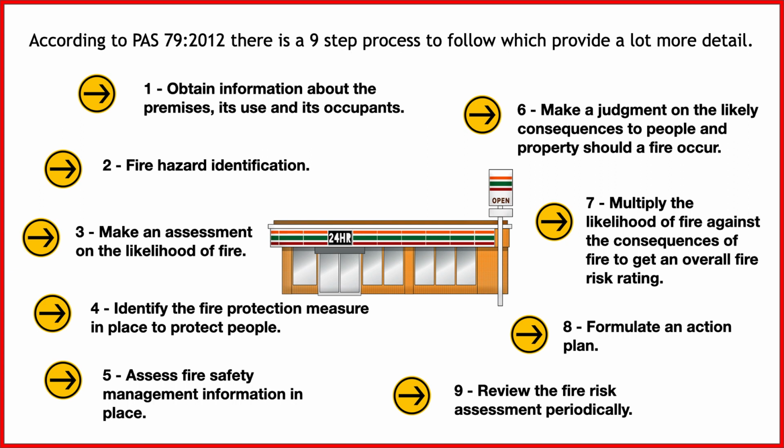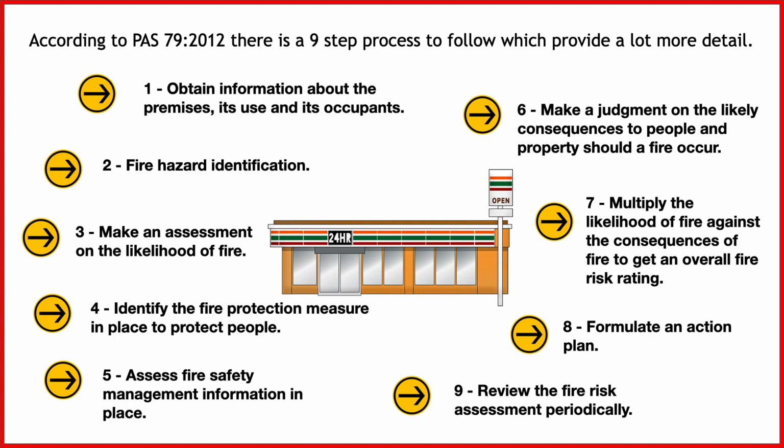5. Assess fire safety management information in place. So how well has fire safety management been recorded? Is there evidence of maintenance programs? Is there evidence of fire drills being carried out? Is there evidence of remedial work? All this should be taken into account. 6. Taking into account steps 1, 2, 3, 4, and 5, make a judgment on the likely consequences to people and property should a fire occur.